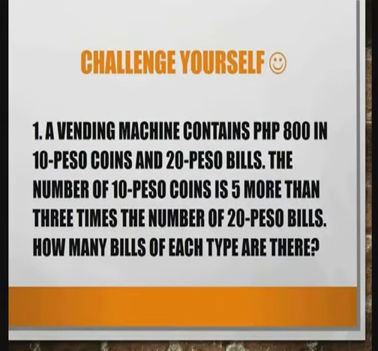Now you are ready to challenge yourself. Number 1. A vending machine contains 800 pesos in 10 peso coins and 20 peso bills. The number of 10 peso coins is 5 more than 3 times the number of 20 peso bills. How many coins and bills of each type are there?